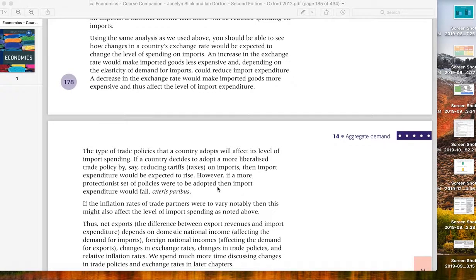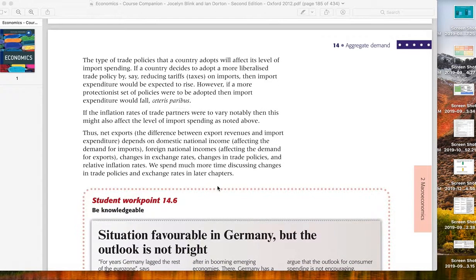The type of trade policies a country adopts, just like exports, can impact it. If it's more of a free market, and tariffs on imports go down, then we're going to import more stuff, right? If the taxes go up, we're going to import less because it's more expensive. Inflation also. Once again, you need to look at your trade partners when you have a higher inflation. Depending on the currency, the value of your prices compared to other countries could make you look more or less competitive.